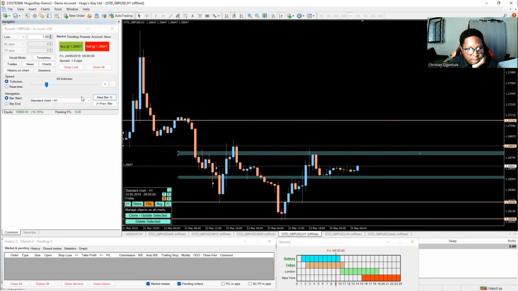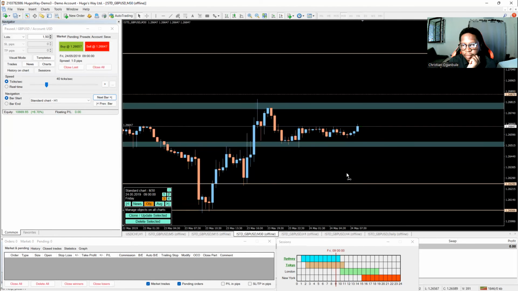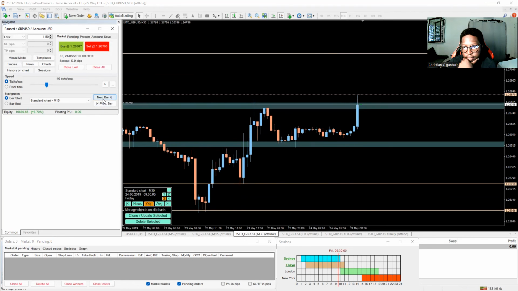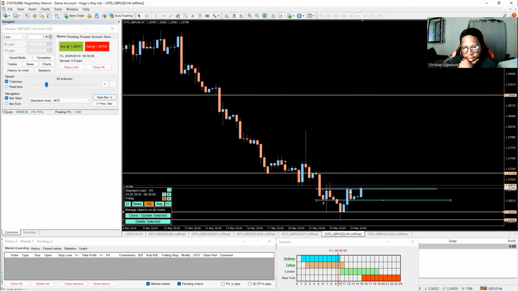Okay, so let's see what the chart presents. All right, cool. So what is the range from here to here? So check. Now this has closed bullish. That's kind of closed above the resistance.